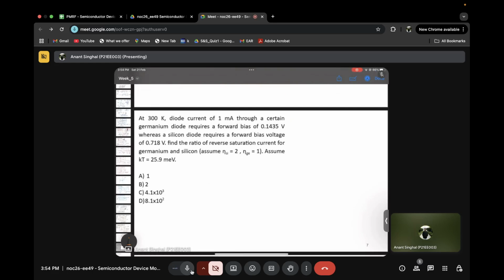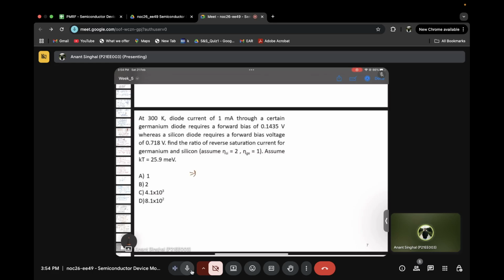It says at 300 Kelvin, again at room temperature, a diode of current 1 milliamp. So the current is given through a certain germanium diode, which requires a forward bias voltage of this. So the voltage is also given. Whereas a silicon diode requires a forward bias voltage of this. We need to find the ratio of reverse saturation current. Okay.